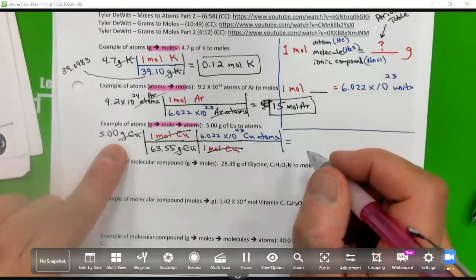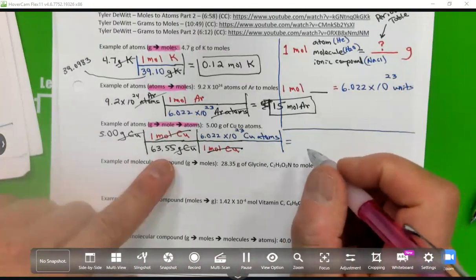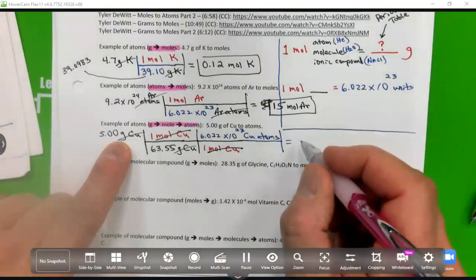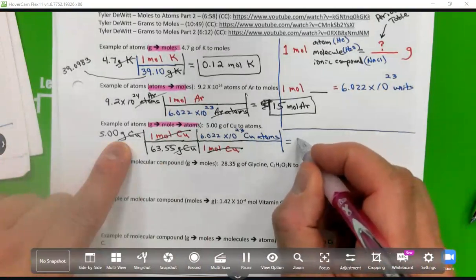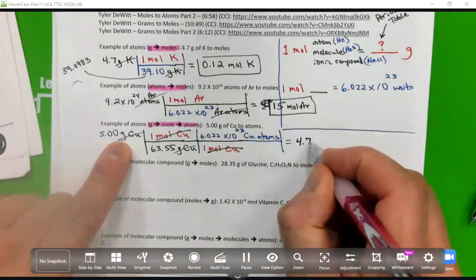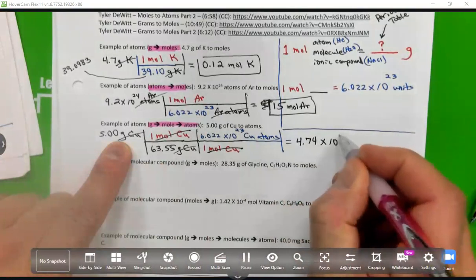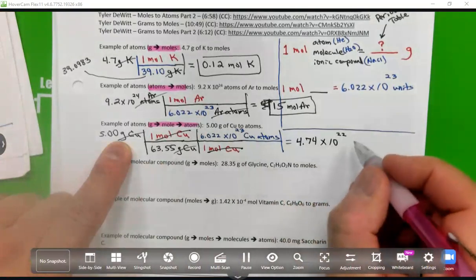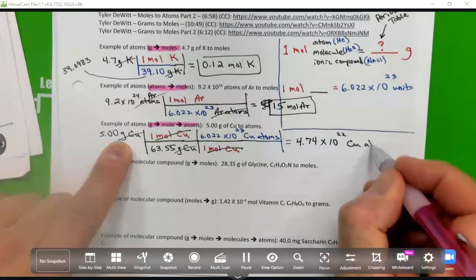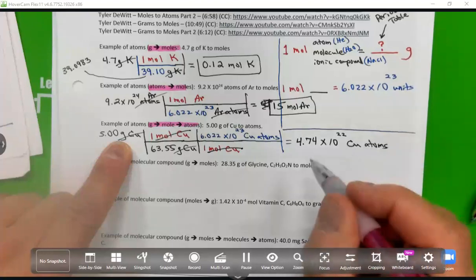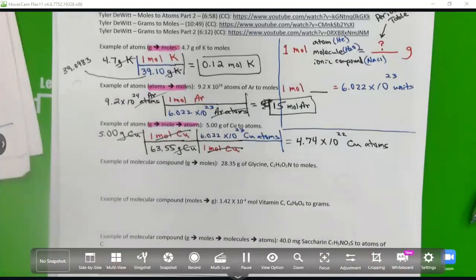And starting out with 3 sig figs, I got 4 and 4. So if I finish this with 3 sig figs, 4.74 times 10 to the 22 copper atoms.